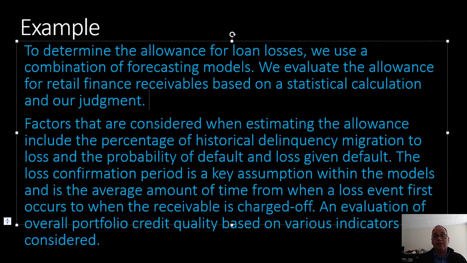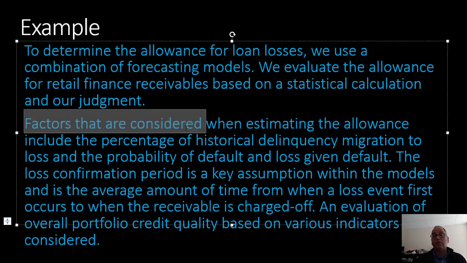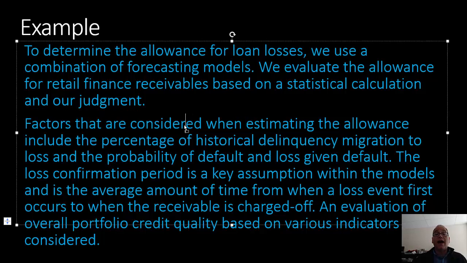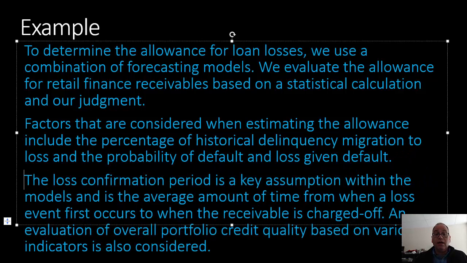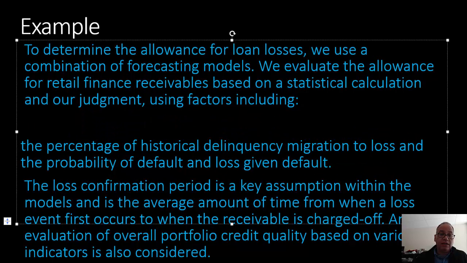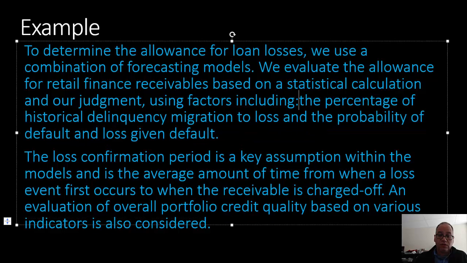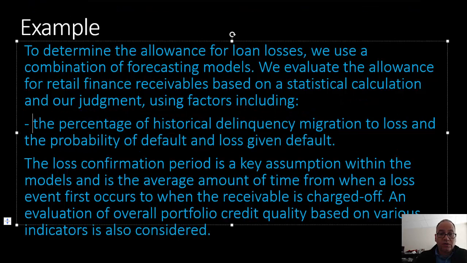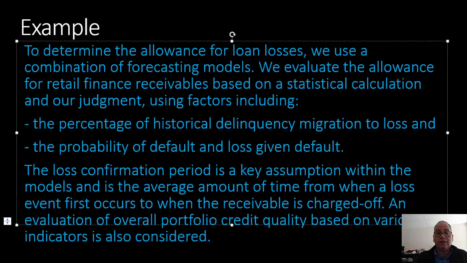And again, I can use the term we because I'm management and I'm doing the work. If I just say it happens by itself, factors that are considered, who's doing the considering? You don't know. Factors that are considered when estimating the allowance include, let's look at the next sentence, the percentage of historical delinquency, migration to loss, and the probability of default and loss. Using factors including, I'm going to do something very dangerous here, and I'm going to use bullets. The percentage of historical delinquency, migration to loss, and the probability of default and loss given default.